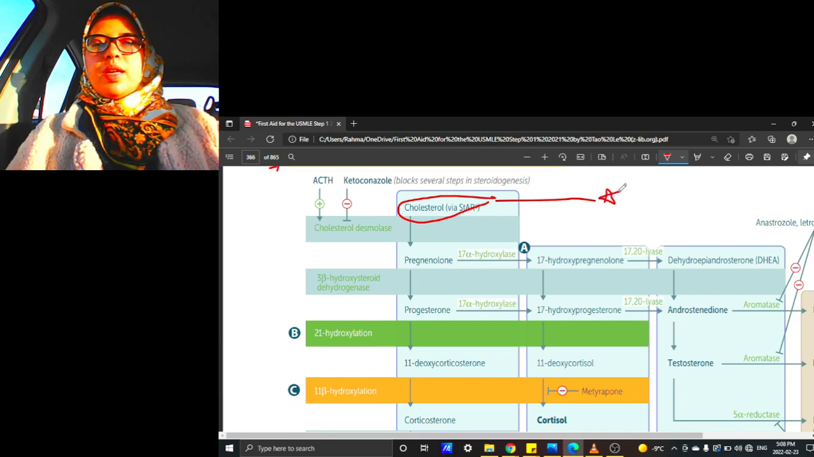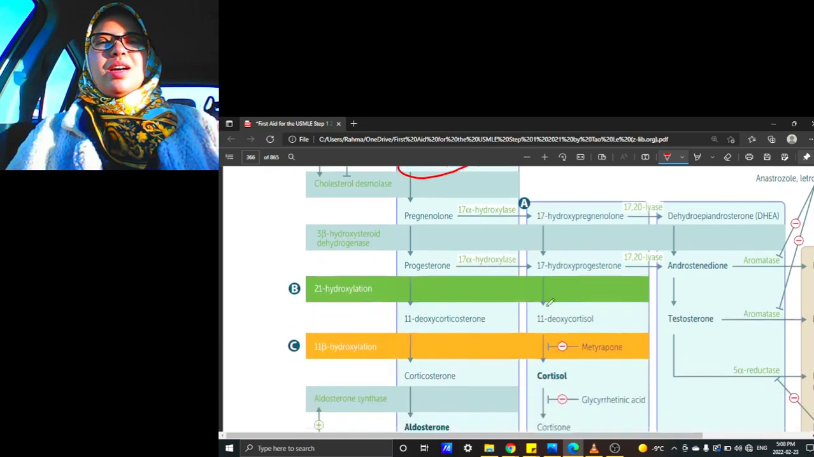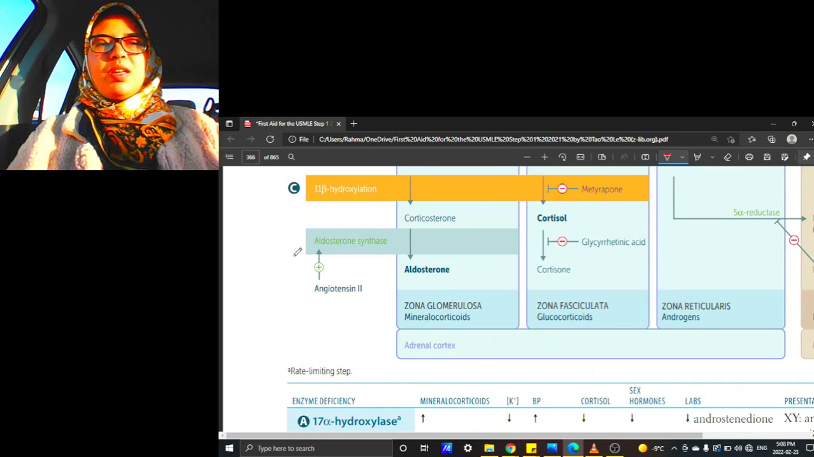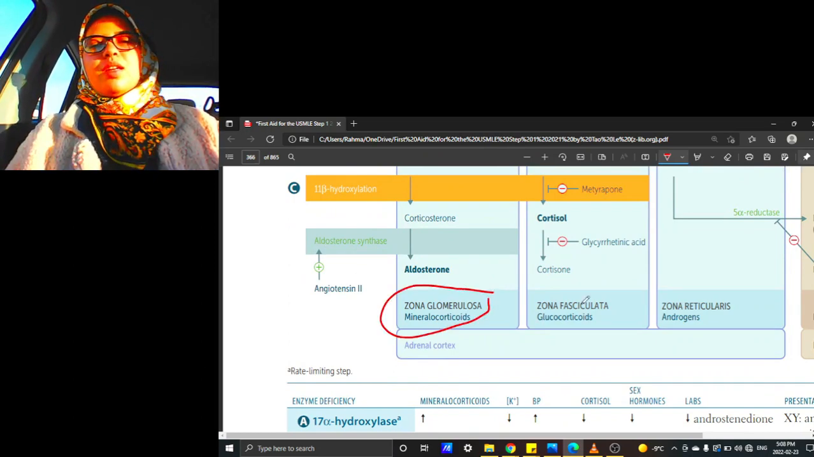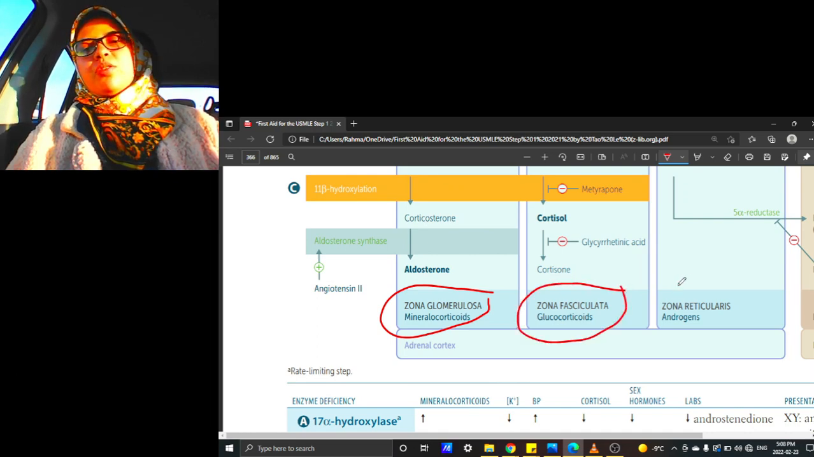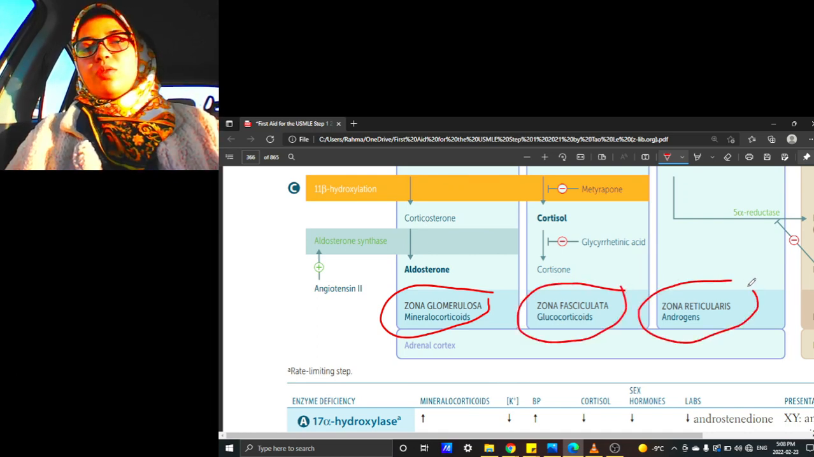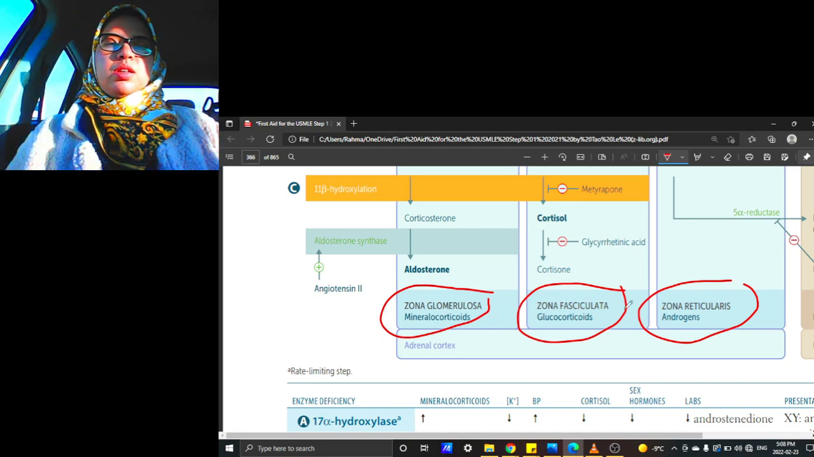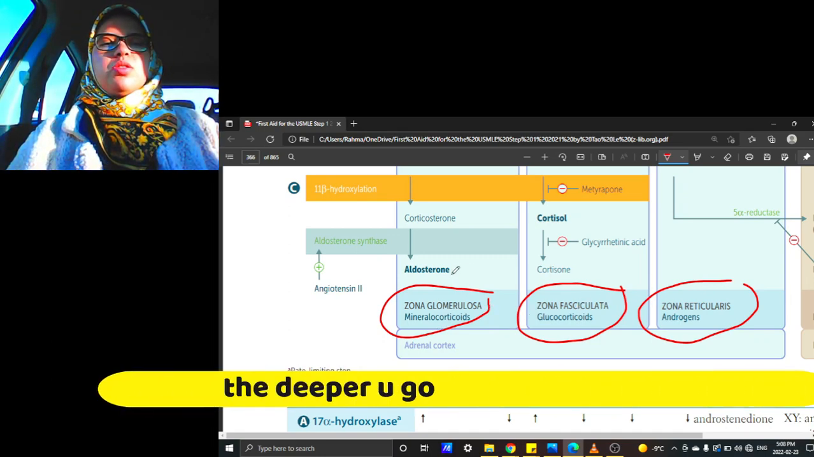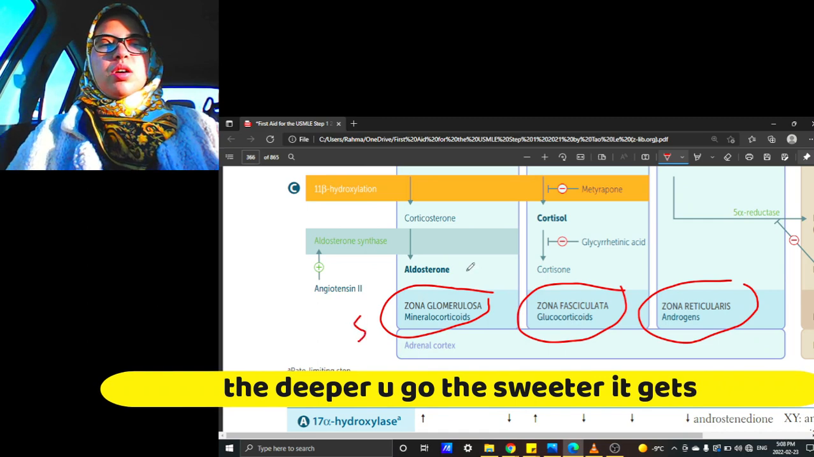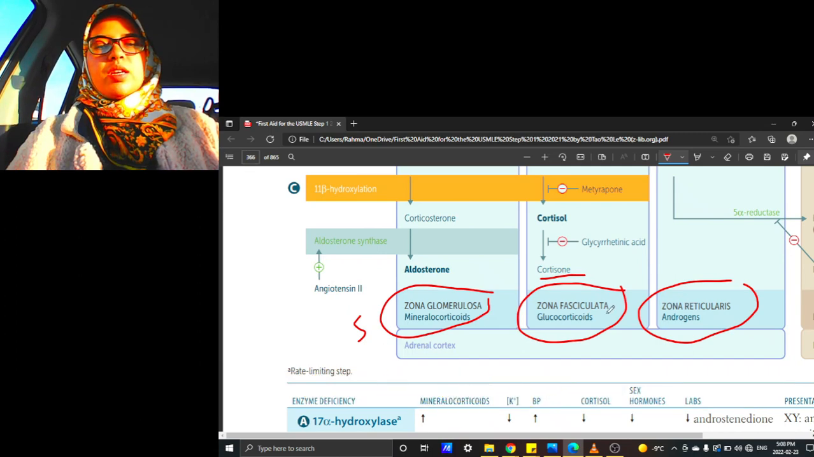Whatever happens with cholesterol, we don't need to be too concerned. We just need to know the areas. Remember from the previous video, I told you you need to know the different zones: the zona glomerulosa, the zona fasciculata, and the zona reticularis. The zona glomerulosa makes mineralocorticoids, your salt, which is aldosterone. You have your sugar, which is cortisol, and you have your sex. So one way to memorize it is salt, sugar, and sex.